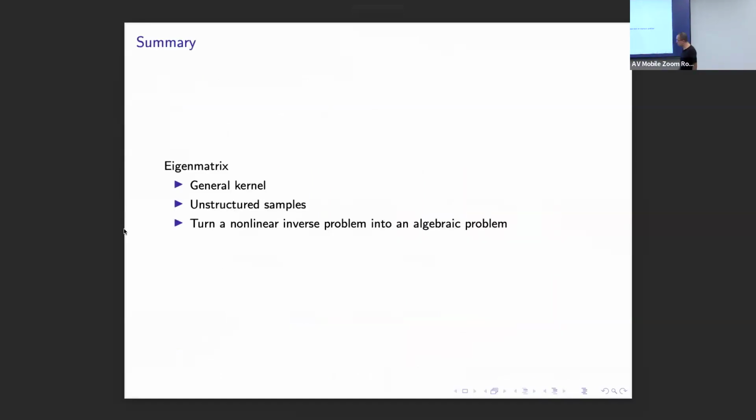Okay, so this is what I want to share with you. In summary, we propose a new method called the eigenmatrix. It's a generalization of the shifting matrix used early in Prony's method. I presented everything using Prony's method by finding roots, but you can also combine it with methods like MUSIC and ESPRIT, which do fancier post-processing for the Hankel matrix. It also works. And we work with general kernels and unstructured samples. The overall idea is that through this approximate eigenvalue decomposition, you turn a nonlinear inverse problem into an algebraic problem, which we know how to solve.